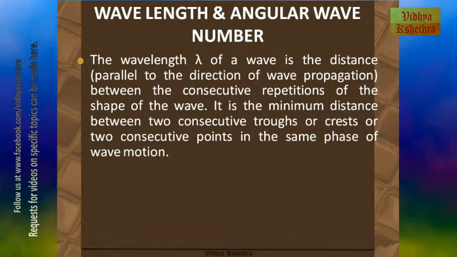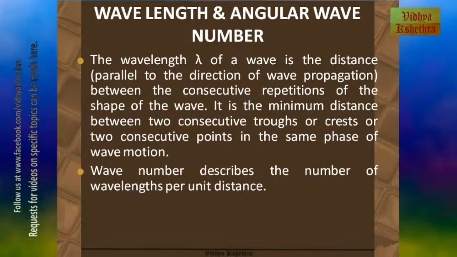The wavelength lambda of a wave is the distance, taken parallel to the direction of wave propagation, between the consecutive repetitions of the shape of the wave. Or we can say that it is the minimum distance between two consecutive troughs or crests, or two consecutive points in the same phase of wave motion.